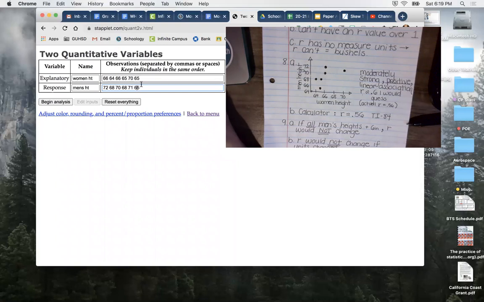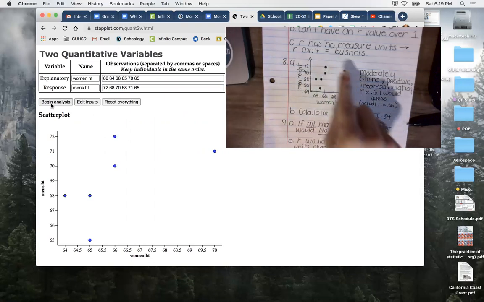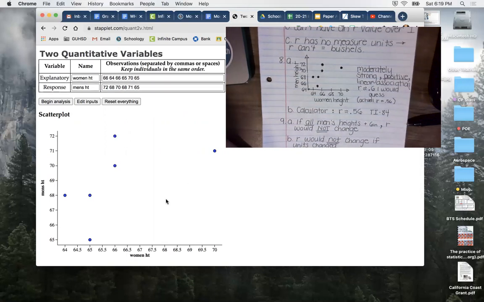Okay, so now that I have the values put in, I'm going to hit begin analysis. And there is my scatter plot. You'll see it looks like that one. Okay, so there is my scatter plot. It asks a couple of questions after that.